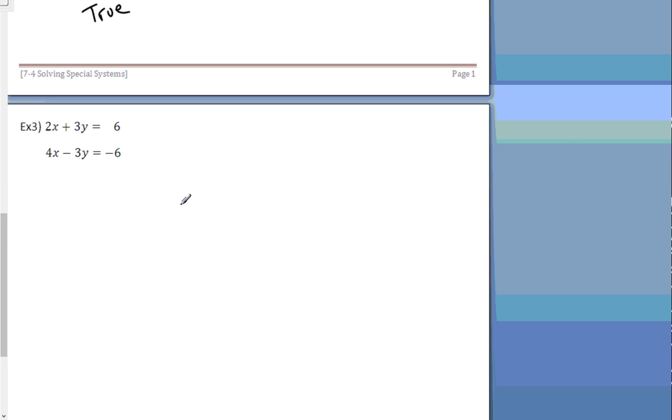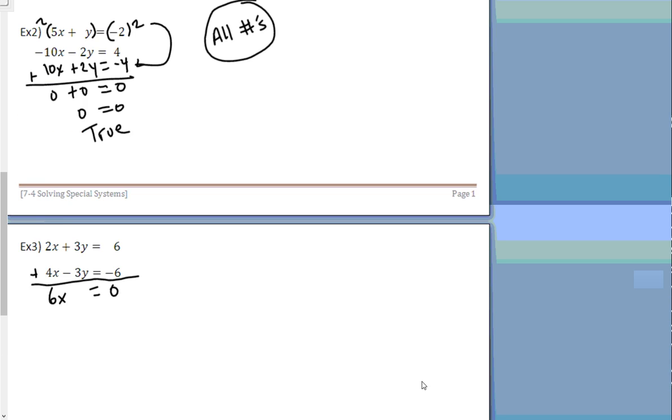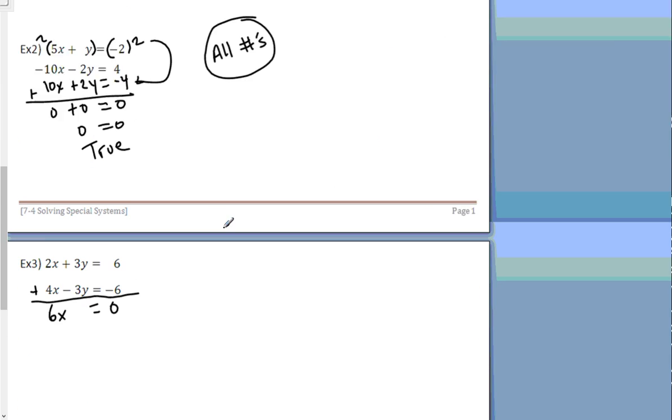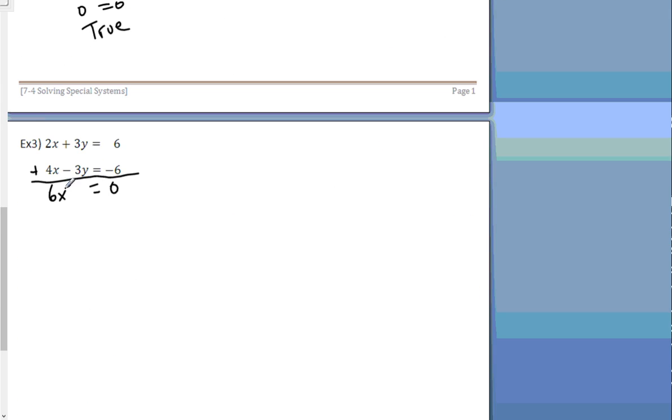Let's look at this one. Well, right now I notice in this problem that these are already opposites, so I'm just going to add them together. I get 2x plus 4x is 6x. Positive 3y, negative 3y makes 0, so they're gone. And this makes 0. Now you may be looking at this and saying, well, 6x equals 0 means 6 is not equal to 0, so it's no solution. But you're wrong, because I can actually solve this problem. 6x is equal to 0, so when I divide both sides by 6, I end up with x equaling 0.